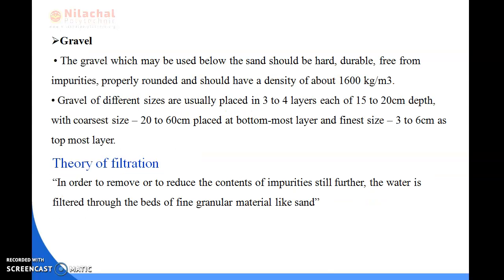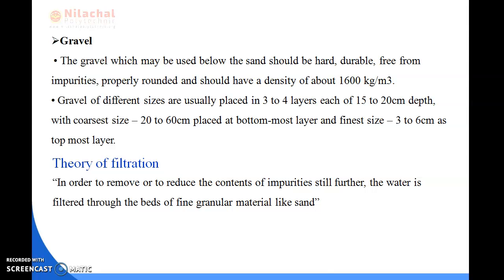Next is gravel. The gravel used below the sand should be hard, durable, free from any impurities, properly rounded, and should have a density of about 1600 kg per meter cube. Gravel of different sizes is usually placed in 3 to 4 layers, each of 15 to 20 cm depth, with coarse size of 20 to 60 cm placed at the bottommost layer and fine size of 3 to 6 cm as the topmost layer.